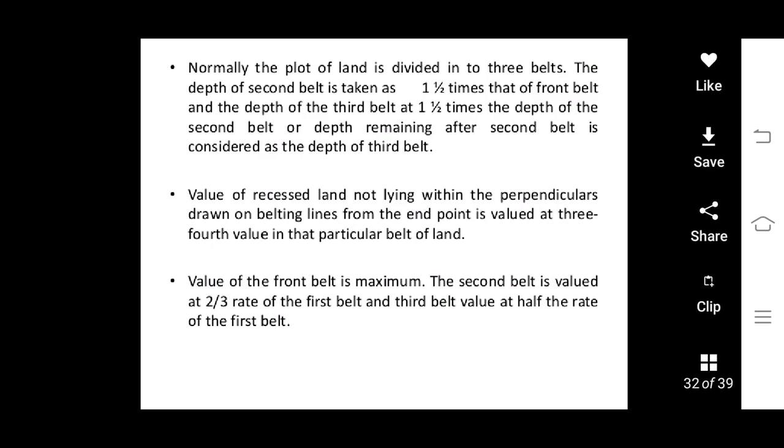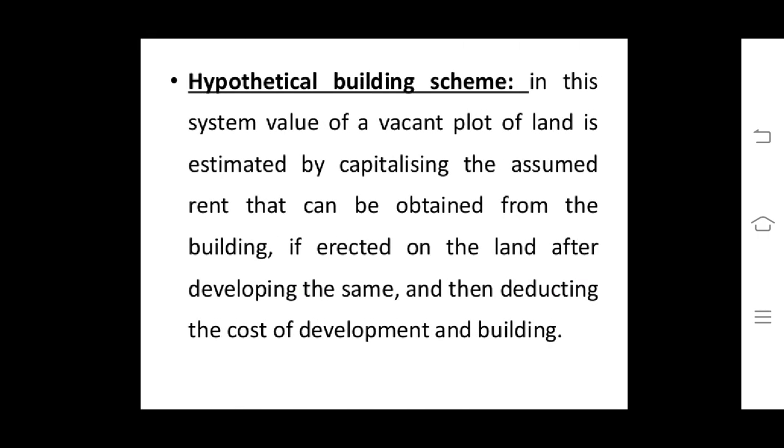Value of recessed land not lying within the perpendiculars drawn on the belting lines from the end points is valued at 3/4 value of the particular belt of land. Value of the front belt is maximum due to the presence of the road nearby. The second belt is valued at two-third rate of the first belt, and the third belt is at half the rate of the first belt nearby the road.